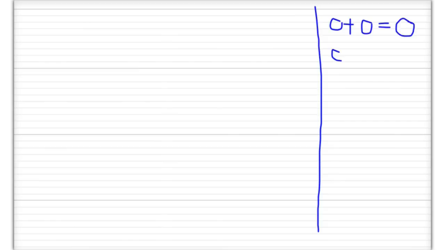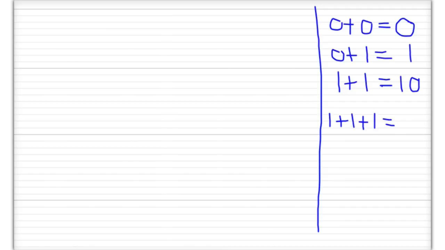There are a few important things we need to know before getting started. A few basic binary things: 0 plus 0 in binary equals 0. 0 plus 1 equals 1. 1 plus 1 equals 1, 0. So that's 1 plus 1 equals 2, which in binary is 1, 0. And lastly, 1 plus 1 plus 1 equals 1, 1, which is 3 in decimal.